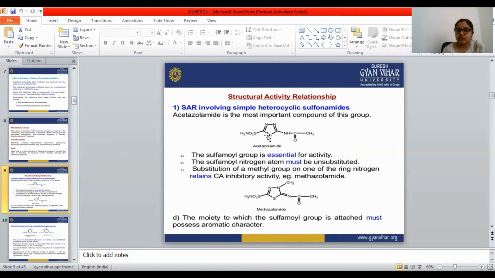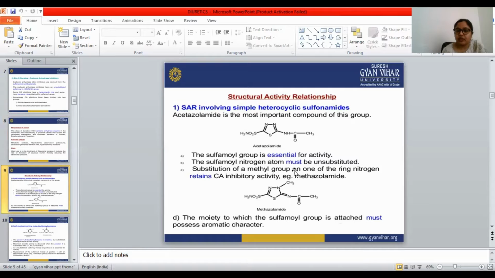Okay, NH2SO2, this is the sulfonyl group, and this sulfonyl group is essential for the carbonic anhydrase inhibitor activity. This sulfonyl group is very essential. The sulfonyl nitrogen atom must be unsubstituted. Okay, this nitrogen atom must be unsubstituted.